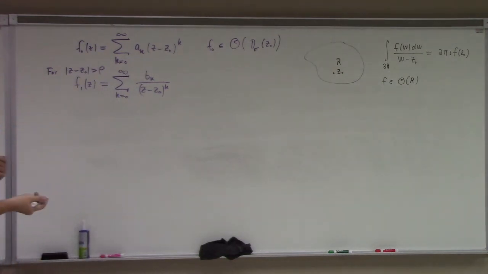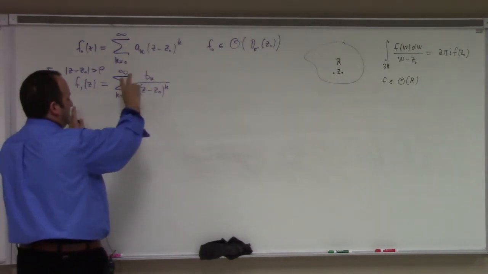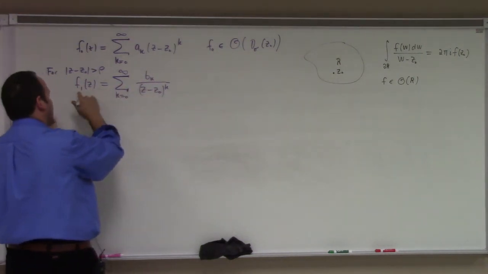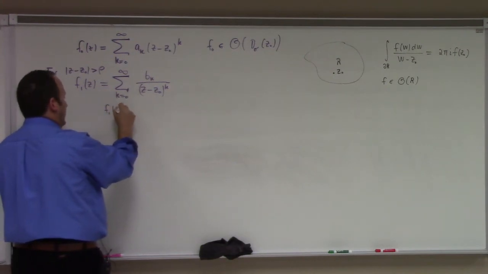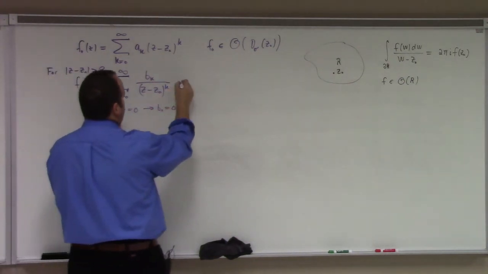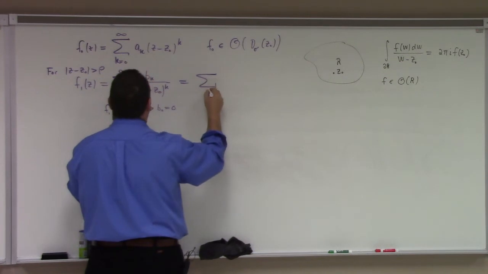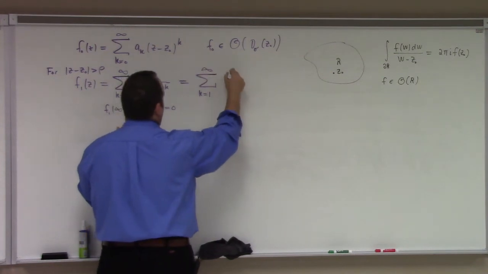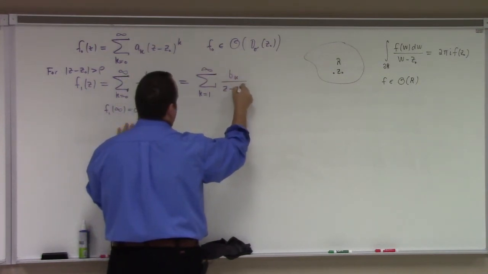But what else did we assume about the Laurent decomposition? We assumed that as you go to infinity, the f1 piece goes to 0, right? So if you plug in k equals 0 for the b terms, what should the b sub 0 be? By assumption, when you're really, really far out, this goes to 0, or more precisely f1 of infinity equals 0. That tells me that my b0 should be 0. So I can just rewrite this as the sum k equals 1 to infinity of b sub k over z minus z naught to the k.